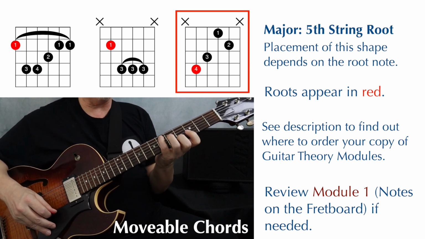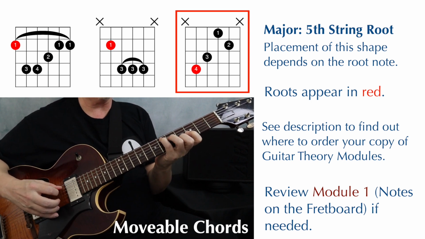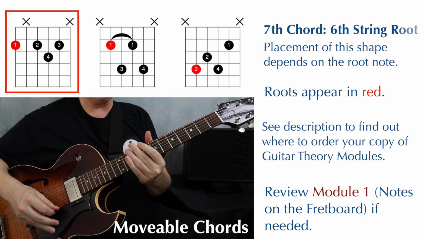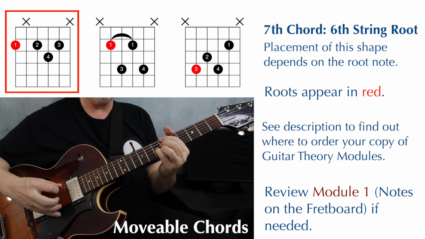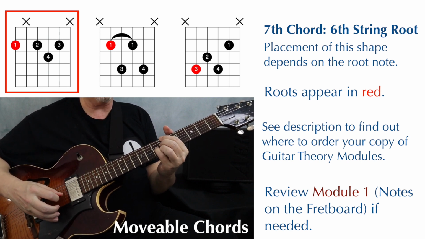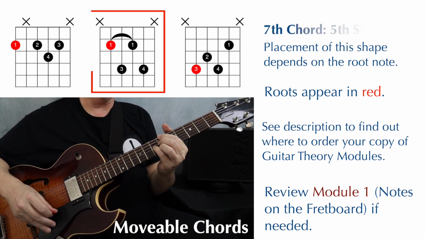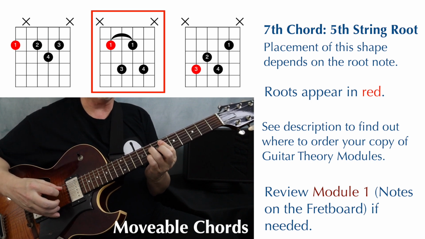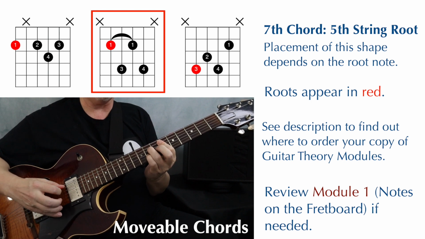And here's another major shape you can play with the root on the 5th string. This is fingers 4, 3, 1, and 2. And here's a dominant 7 shape you can play with the root on the 6th string. Finger 1, 2, 4, and 3. And a dominant 7 shape you can play on the 5th string. Finger 1, 3, 1, and 4.